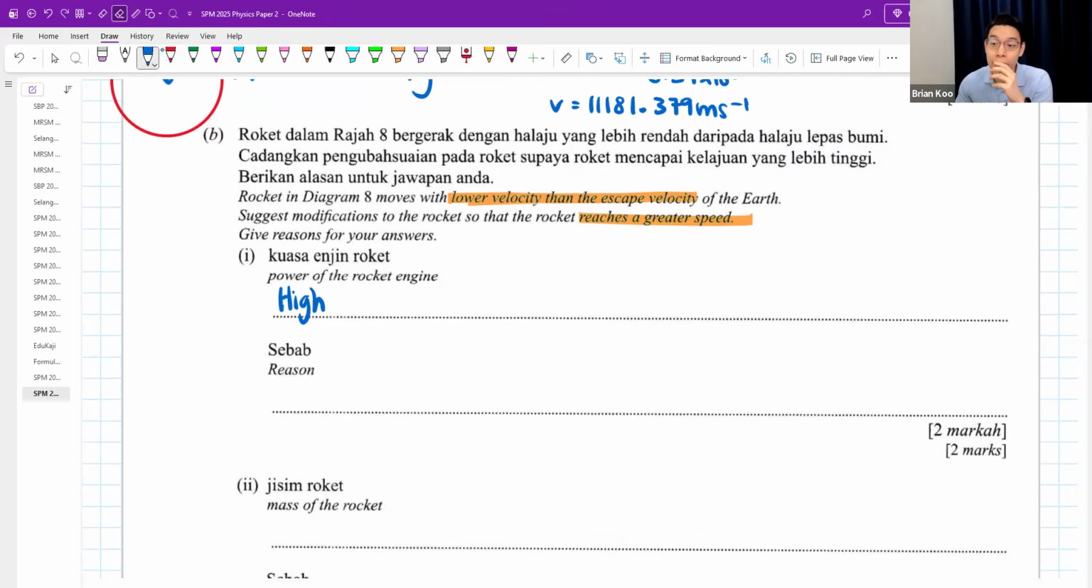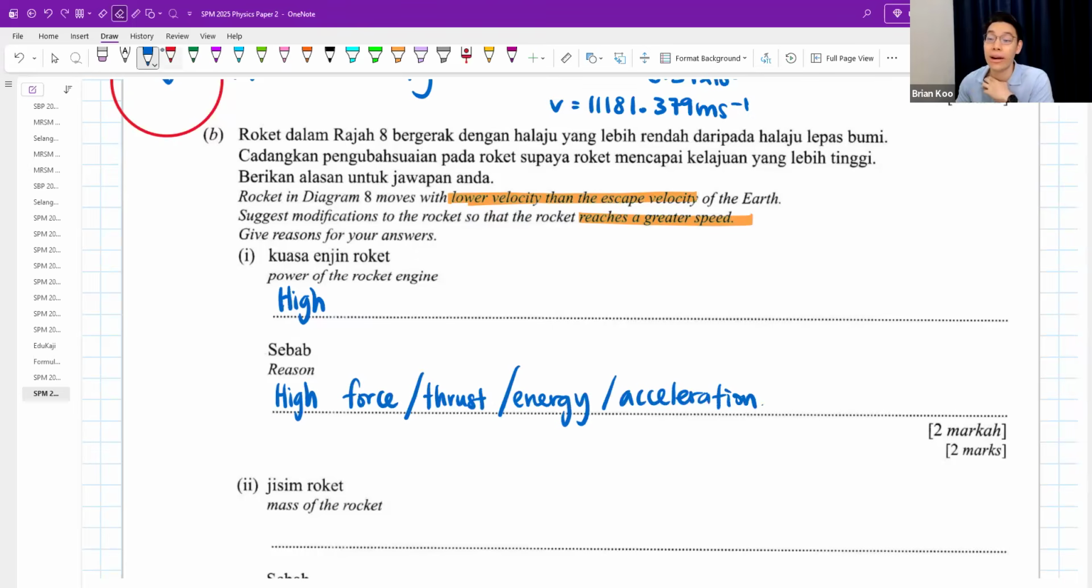Oh, okay. I produce a high or higher force. Thrust also can. Energy also can. Acceleration also can. Anyone. Or you want to write to produce. By the way, a thrust means a forward force, a forward push.